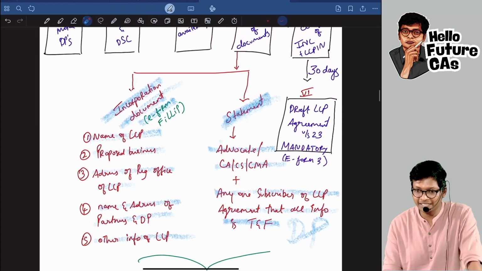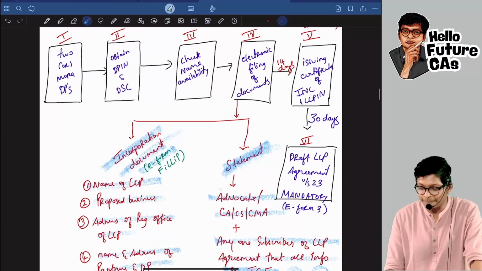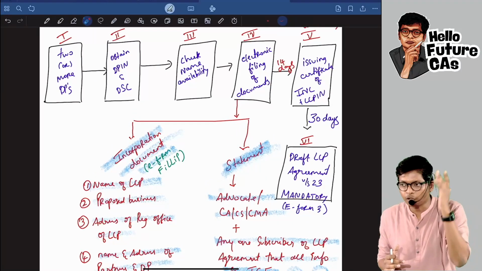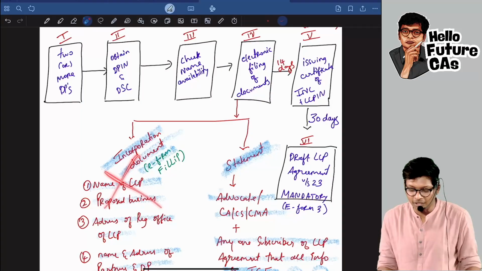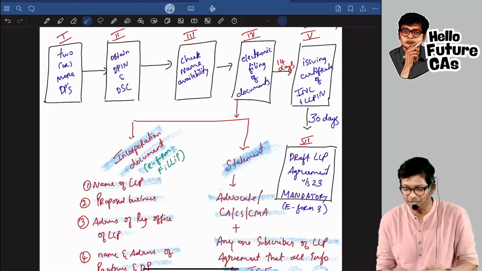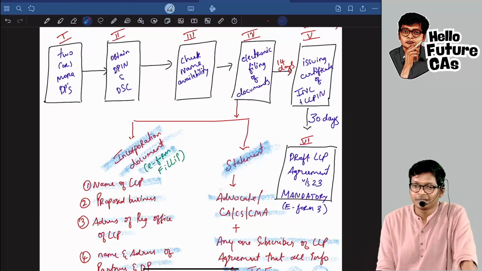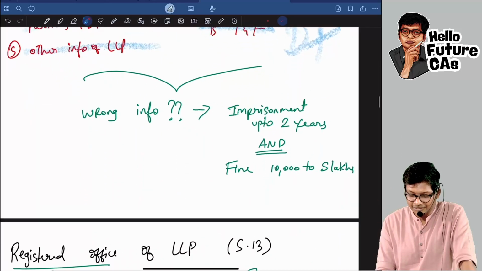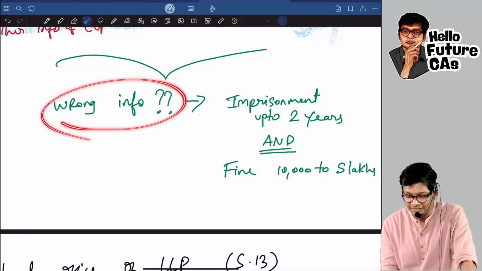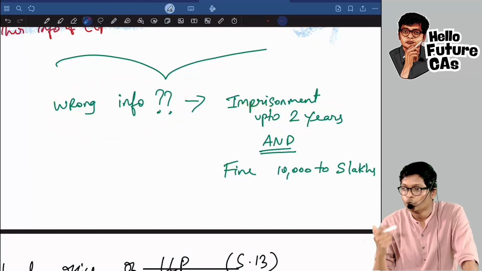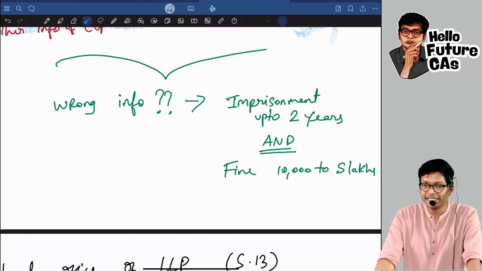Are you following, guys? Now, in the 6 steps, I gave wrong information, sir. Address is wrong, name is wrong, attachments are wrong, sign is wrong, some wrong information. What will happen? Fine, penalty. Look at this. Wrong information. Imprisonment up to 2 years and fine up to 10,000 to 5 lakhs.